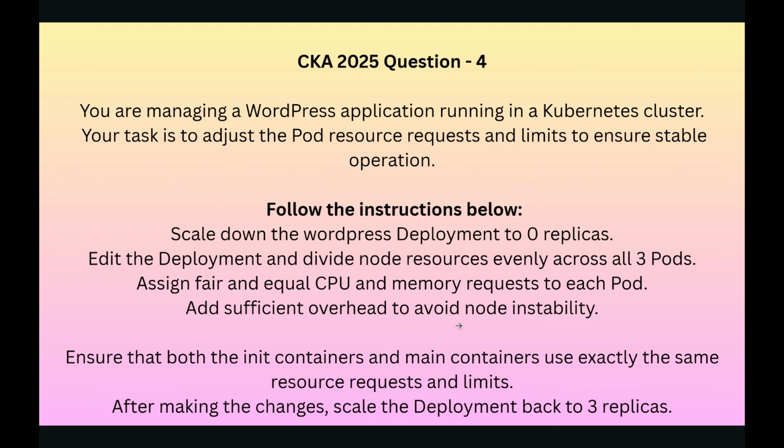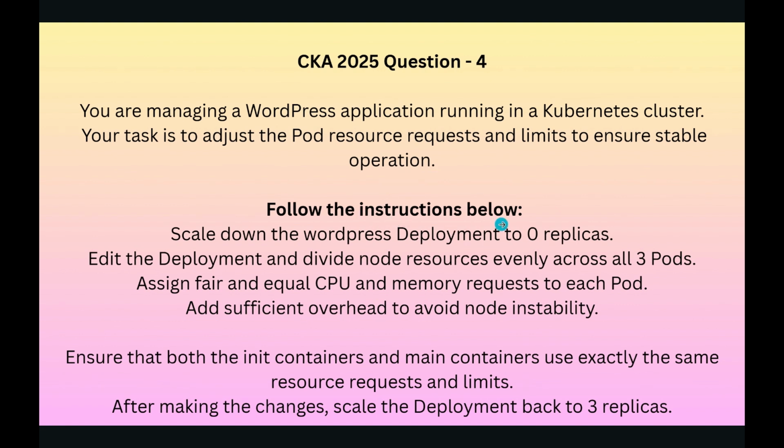In the series of CKA questions and answers, today we're going to look into another question which you will get in your CKA exam. So the question is, you are managing a WordPress application running in a Kubernetes cluster. Your task is to adjust the pod resources request and limit to ensure stable operation.